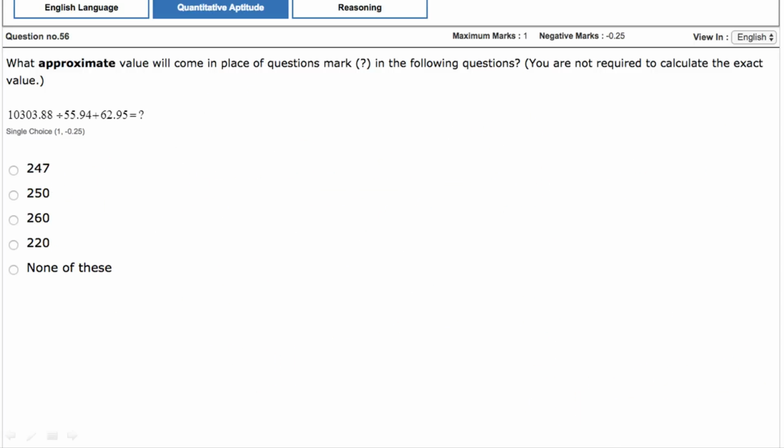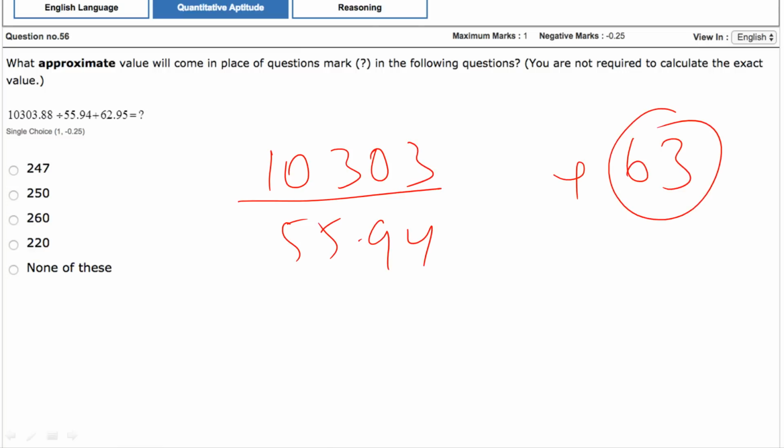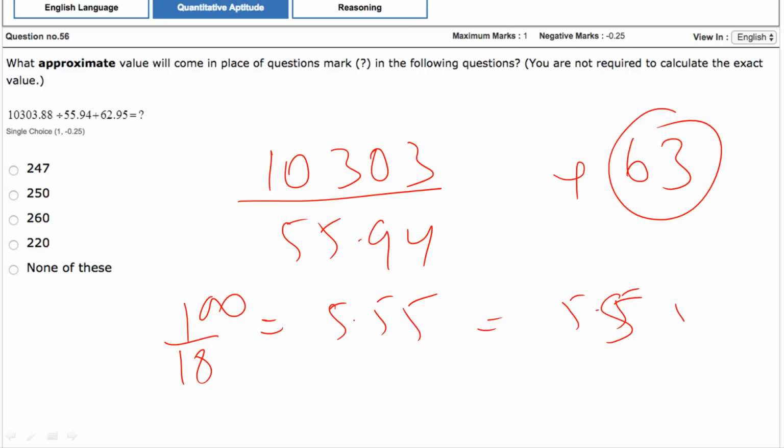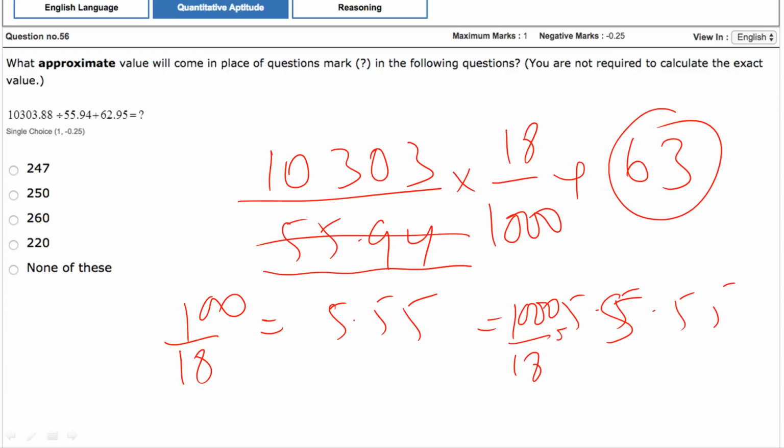Okay, let me just quickly tell you what I did here. This is clearly 10.3 divided by 55.94 plus 63 roughly. So this is what I have treated it as. 1 by 18 or 100 by 18 is 5.55. So 55.55 will be equal to 1000 by 18 clearly. So what I have done is I have made it 18 by 1000, so that I do not have to divide. I can just multiply, and with a 0 here it will become very easy for me to multiply.